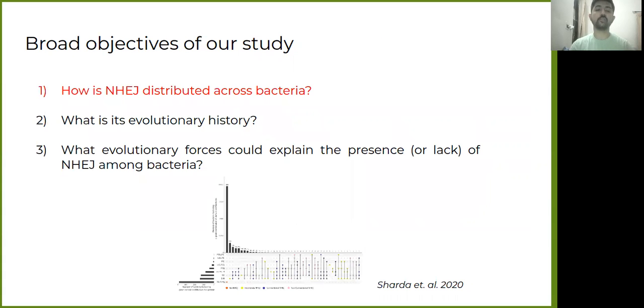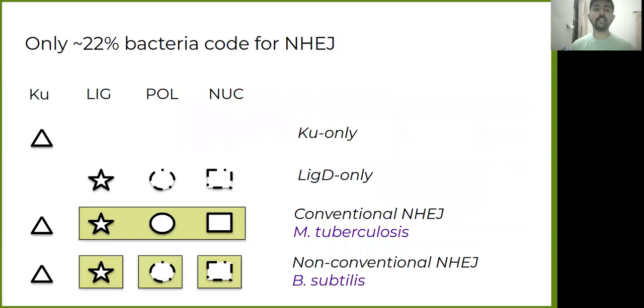With that, we defined three objectives for our study. The first question we asked was, how is NHEJ distributed across bacteria? For that, we took a data set of around 6,000 bacterial genomes, and we did an HMM-based homolog detection. What we find is that only 22% of bacteria code for NHEJ, and we could divide our organisms, based on the presence or absence of these two proteins, into different categories. The first category was where both proteins were absent. Second was with incomplete machinery, coding for either Ku or ligase D. And finally, coding for both Ku and ligase D. If they coded for a ligase D where all three domains were present in the same protein, we termed them conventional NHEJ, and any other combination of these domains was termed non-conventional NHEJ.